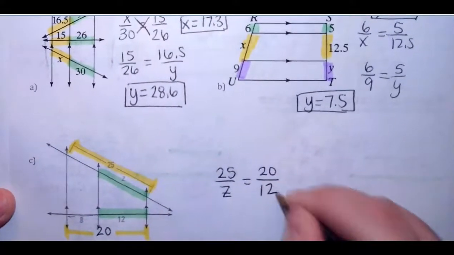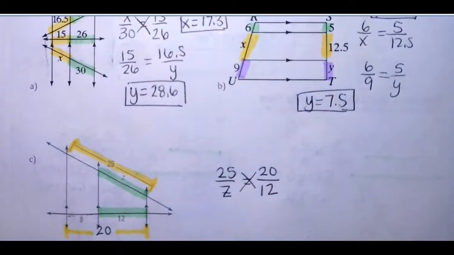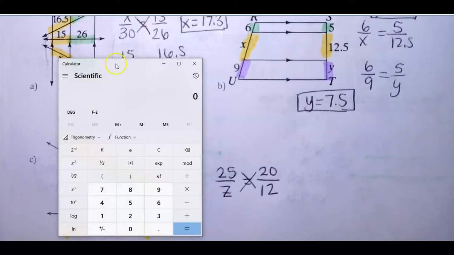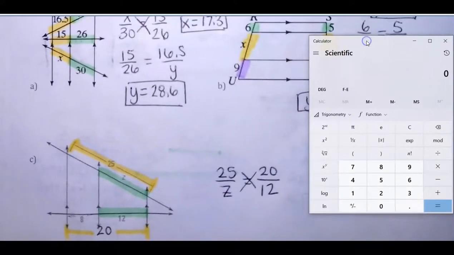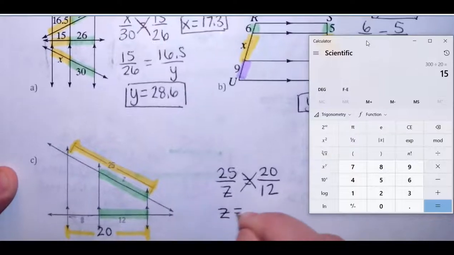And then we're just going to cross multiply. They're in proportion as long as they're cut off by the same parallel lines. So for that one, I'm going to grab my calculator again one more time. For this cross product, we're going to do 12 times 25, and I'm going to divide that by 20. So my answer here is going to be that z is 15.